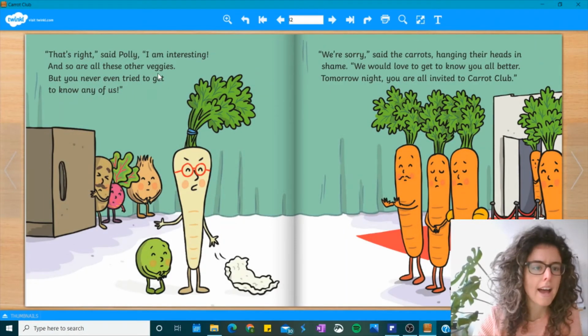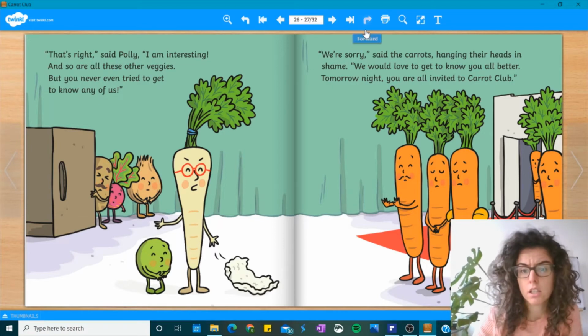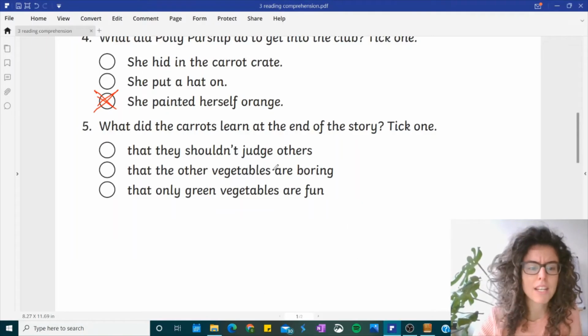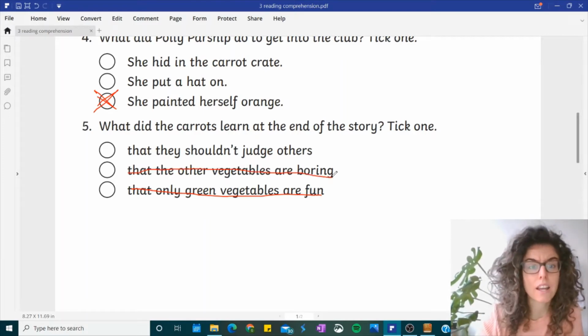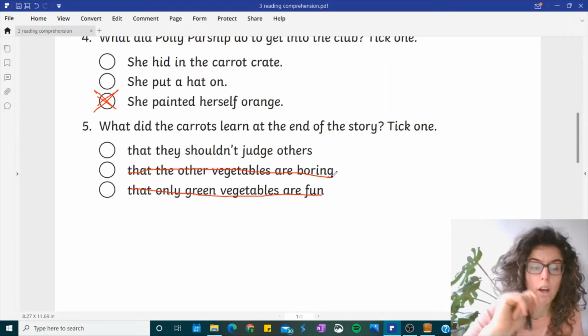So Polly says, "I am interesting, and so are all these other veggies, but you never even tried to get to know any of us." The carrots said, "We're sorry. We would love to get to know you all better." Okay, well, is there evidence that only green vegetables are fun? No, they don't really say anything about that. What about that the other vegetables are boring? Do they say that? No, so that leaves us with the last choice, which is number 1. They learned that they shouldn't judge others.